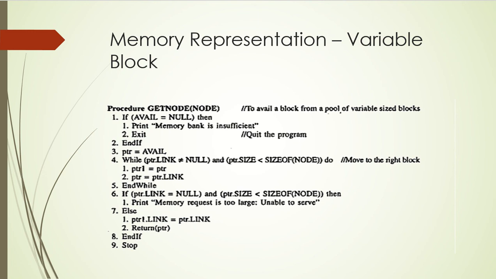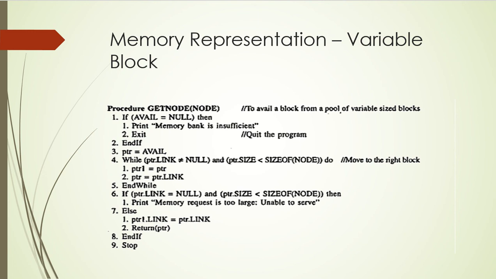So if the first one was the case where ptr link is equal to null, what does that mean? You have traversed through the list but couldn't find a proper node that could cater to the request. Suppose the request was for 50 kilobytes, you have traversed through the linked list, you couldn't find a node which was of size 50 kilobytes. In that case, you will traverse till the end and you say that the requested memory was too high and we cannot cater to the request.